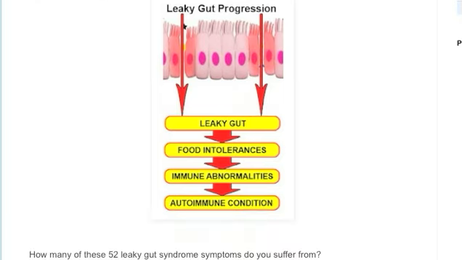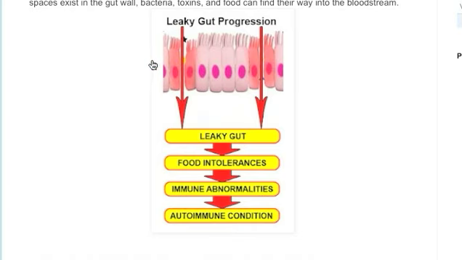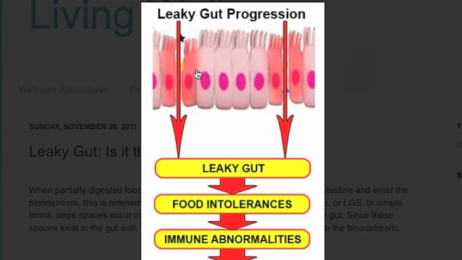Now, you can see this little diagram right here. Let me just scroll down. Leaky gut progression, okay? This right here is the actual membrane, or the wall, the organ wall, the gut wall. And these spaces right here where the arrows are pointing down are actually the spaces between the cells, where the cells have literally loosened up and created microscopic holes that allow undigested food to leak out into the bloodstream. Thus the name leaky gut. Now, leaky gut then moves to food intolerance. As you can see, as it moves down, it moves to immune abnormalities, and that's what we want to look at here, immune system abnormalities.